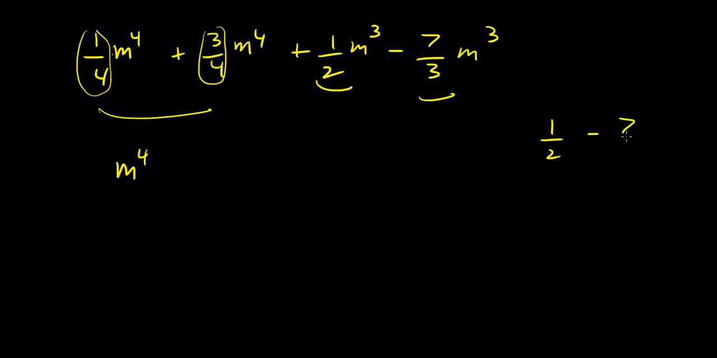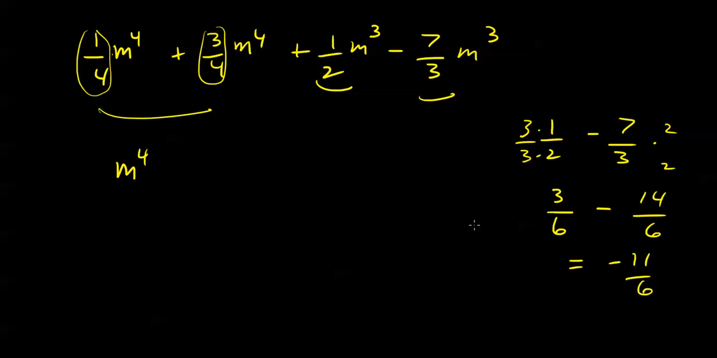Well, let me do a little side work here. You'll need a common denominator to add these fractions. I'll multiply top and bottom here by 3. And multiply top and bottom here by 2. So I end up with 3/6 minus 14/6, which gives me a negative 11/6 as my coefficient. So when I combine those like terms, I get minus 11/6 times m cubed.